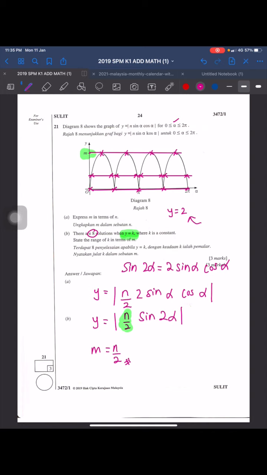So, macam mana kita nak buat untuk B? Okay, range dia, kita tahu K must be between 0 and M in order for us to get 8 solution. Okay, so saya rasa itu saja untuk question number 21.